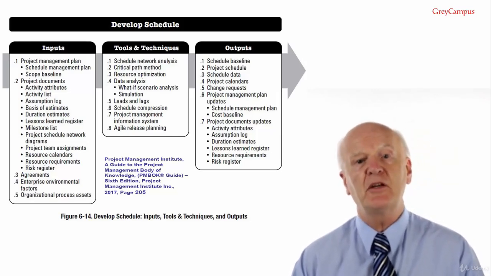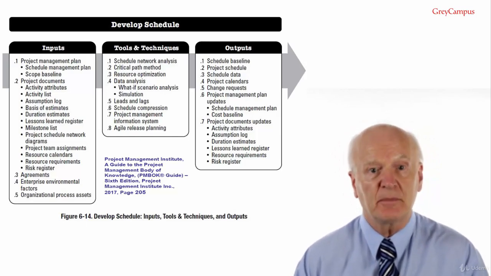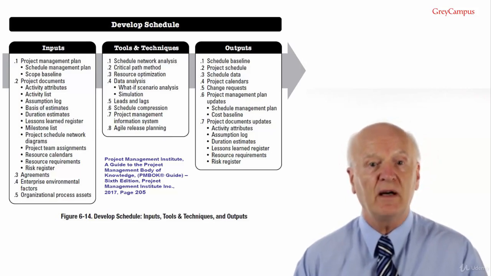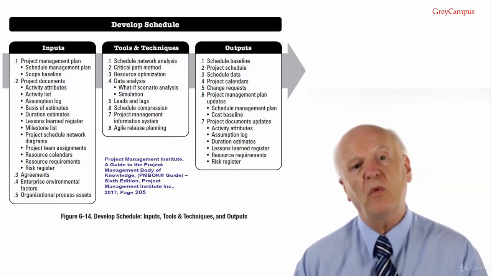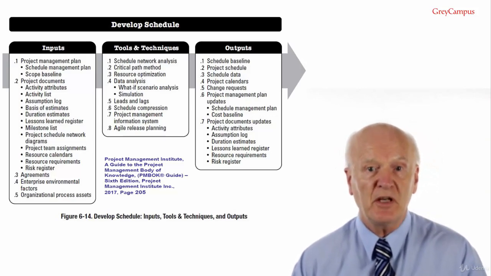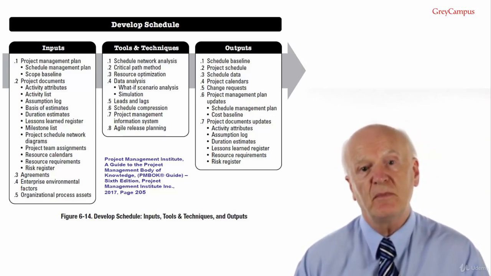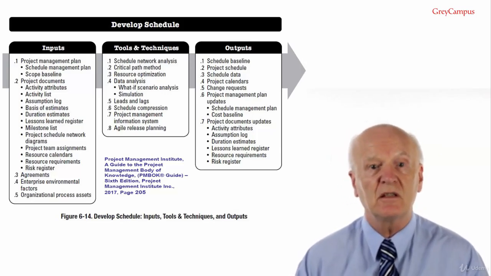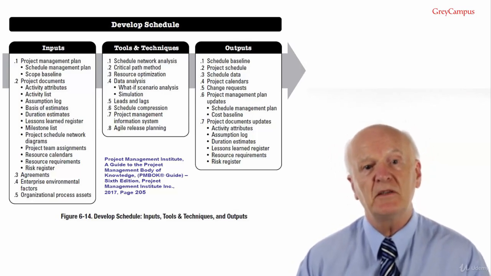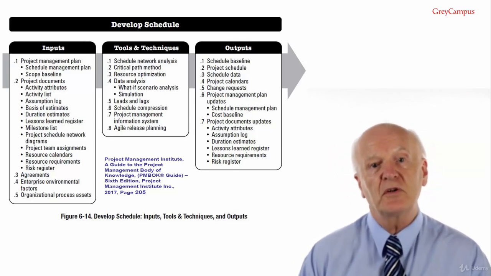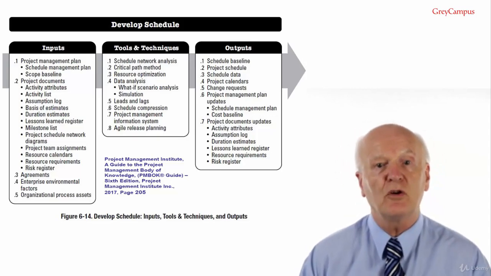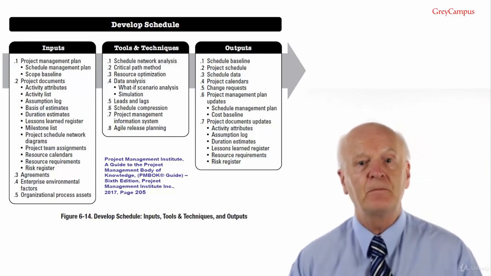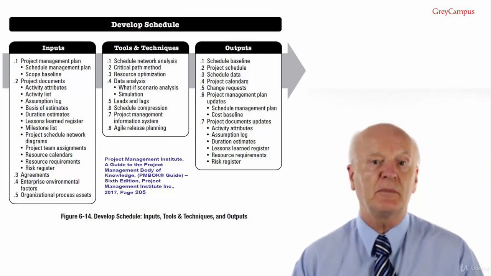Output number 5, project management plan updates. Any changes to the project management plan go through the organization's change control process via a change request. Components that may require a change request for the project management plan include the schedule management plan, because the plan may be updated to reflect a change in the way the schedule was developed and will be managed. The cost baseline, for changes to the cost baseline that were incorporated in response to approved changes in scope, resources or cost estimates.